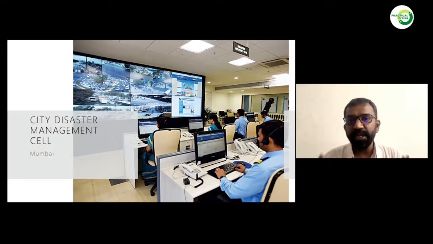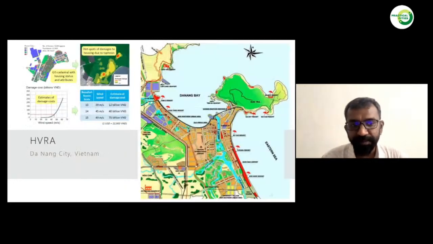But that doesn't work. A city should have its own disaster management cell, especially flood risk and heat risk management, which needs to be situated within the municipal corporation so that the workforce is better informed, better planned, and better coordinated. And Mumbai is the first city to establish such a cell, and it is a fully functional cell. And I think more cities in India should move towards having their own city disaster management. The third thing is the hazard risk and vulnerability.